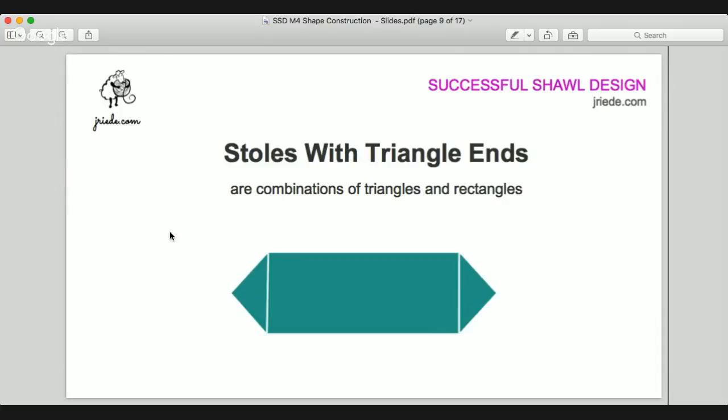When it comes to shawls with triangle ends, these are basically combinations of triangles and rectangles too. In this case, if you start working at the left side of the sketch towards the right side, you increase on both sides of the triangle until you reach your desired width, and then work straight and then decrease on both sides again. So as you can see, only by combining triangles and rectangles, in this case 2 triangles and 1 rectangle, you can form 3 different shapes already.